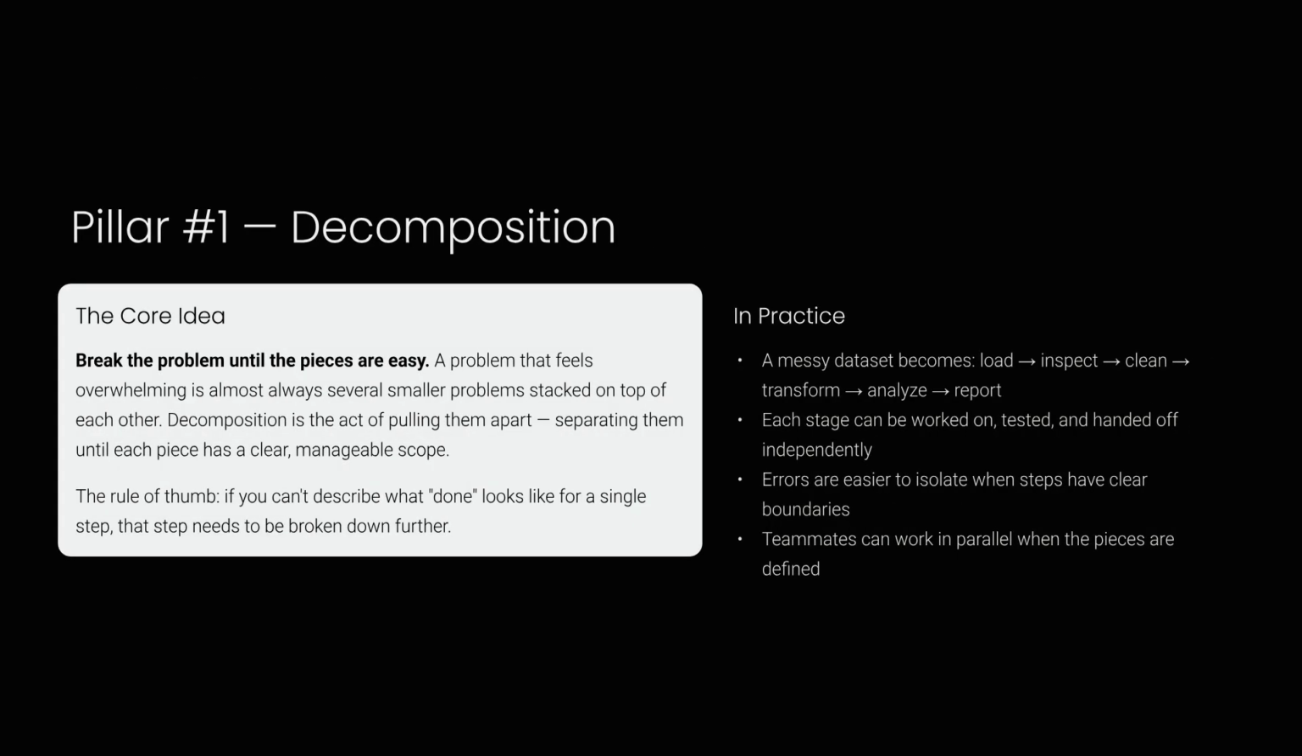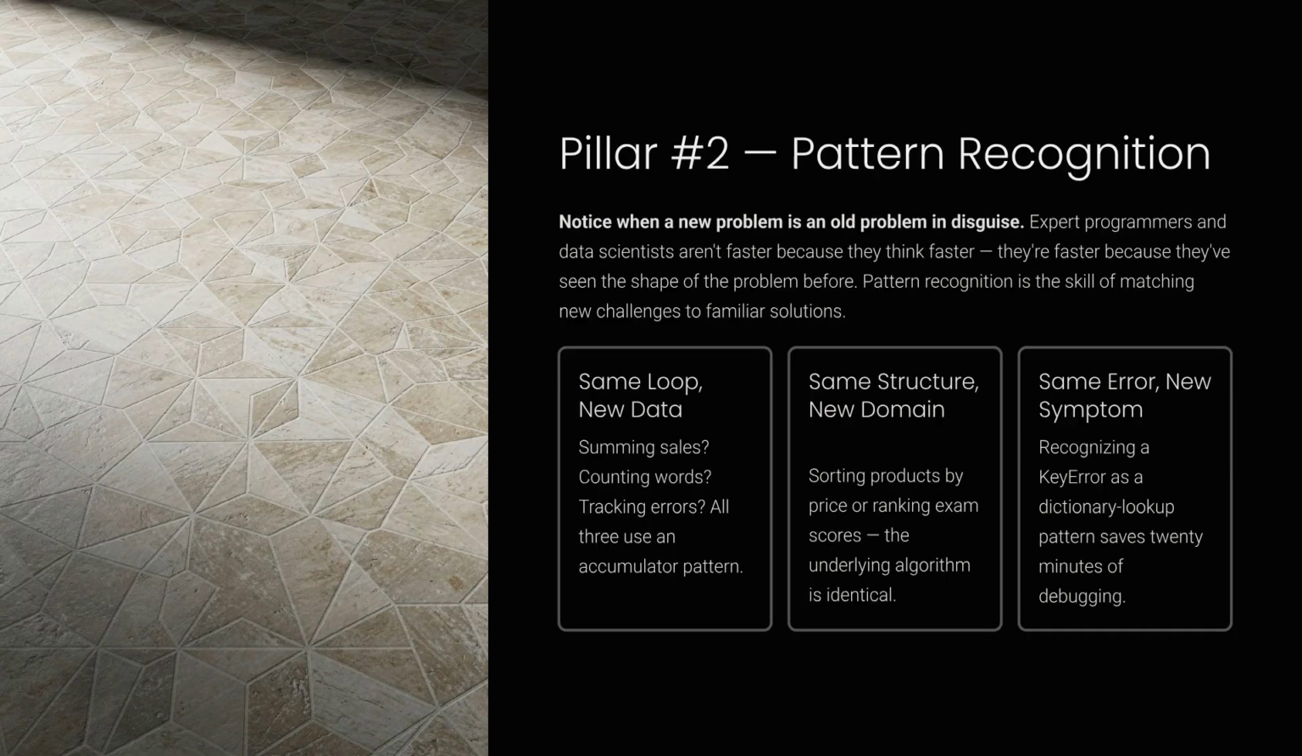First is decomposition. This means breaking down an overwhelming problem into smaller, manageable pieces. If you cannot describe what done looks like for a step, you likely need to decompose it further. Second is pattern recognition. This is the skill of matching new challenges to solutions you have seen before. It allows experts to work faster by recognizing familiar structures, even when the data or domains differ.